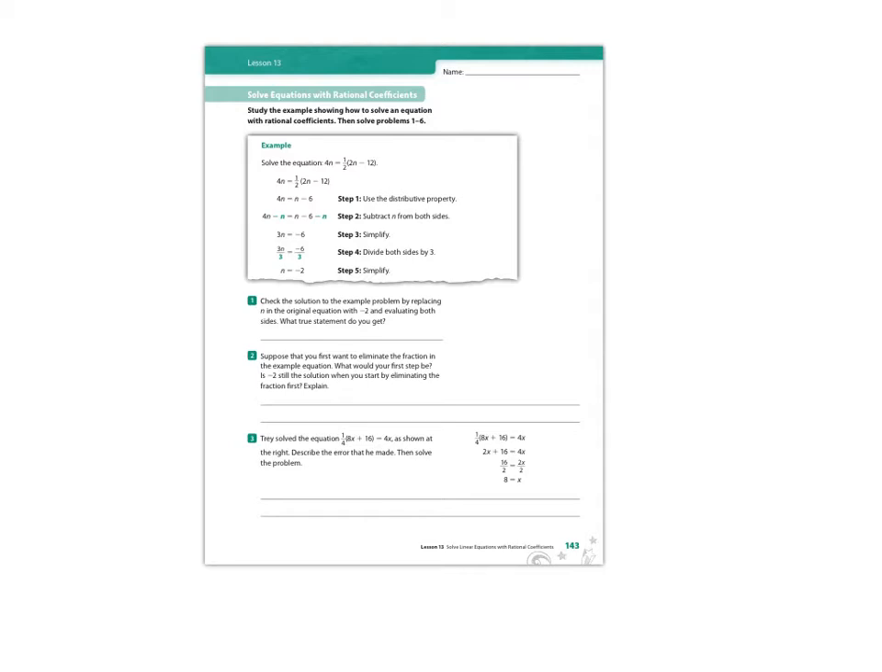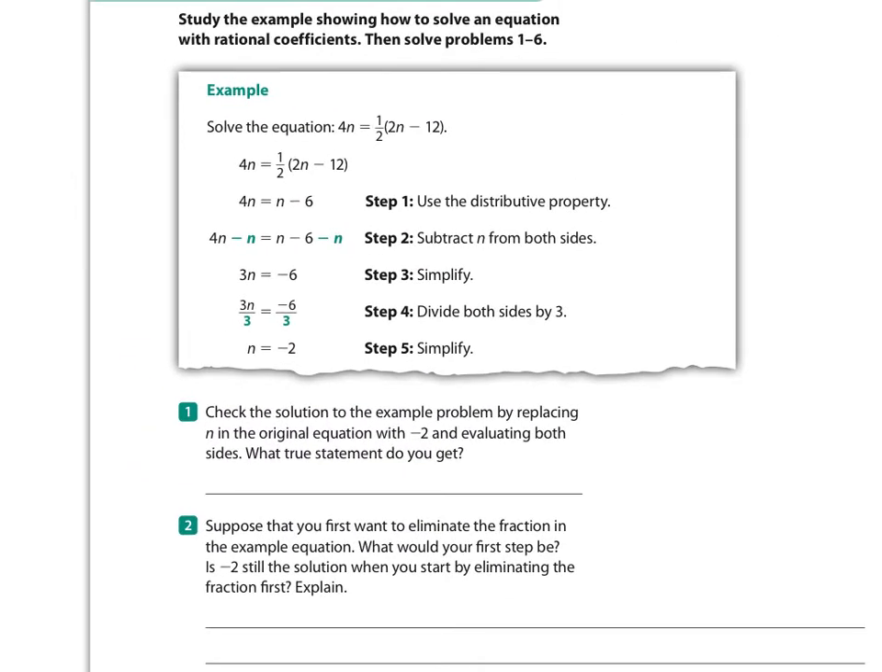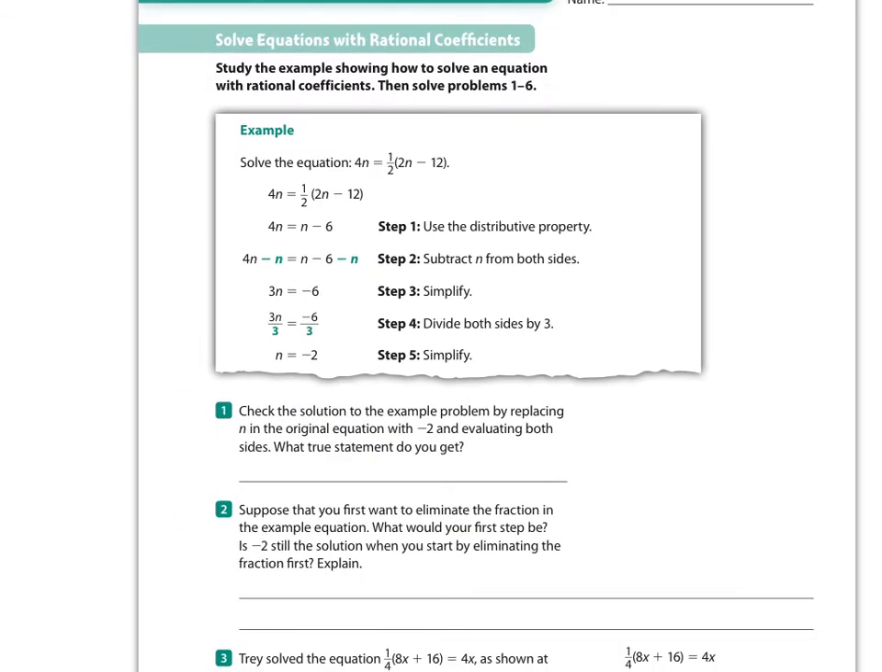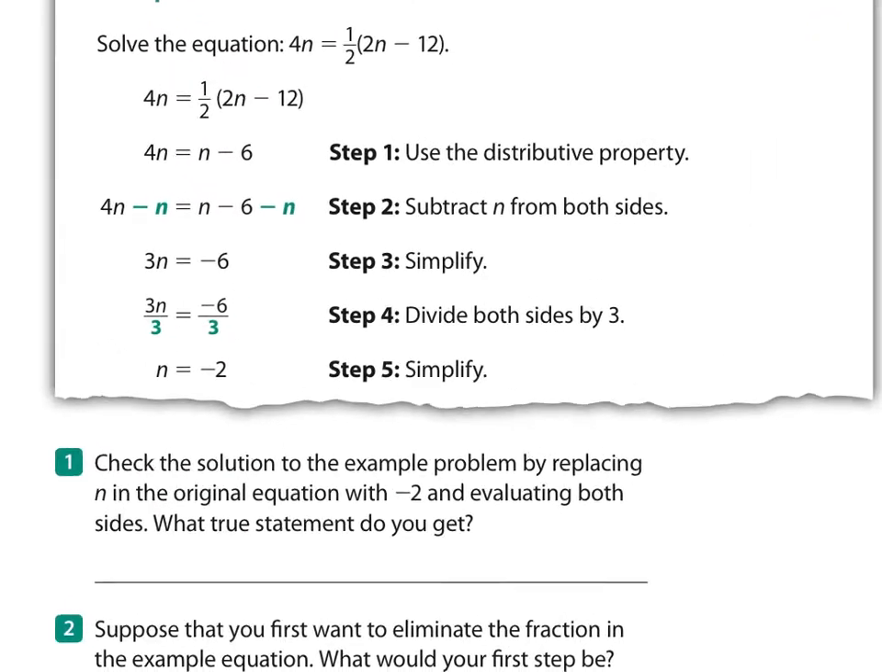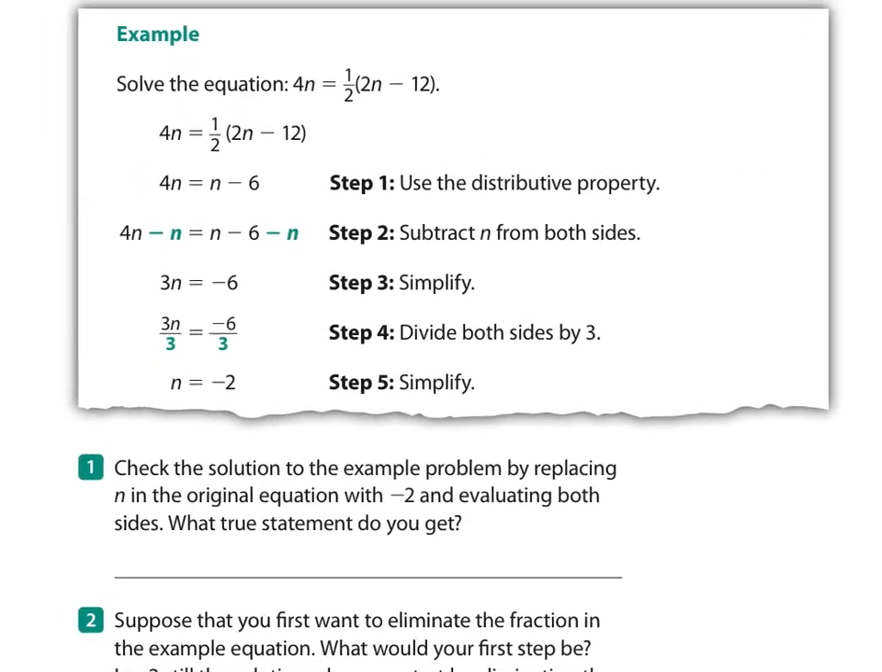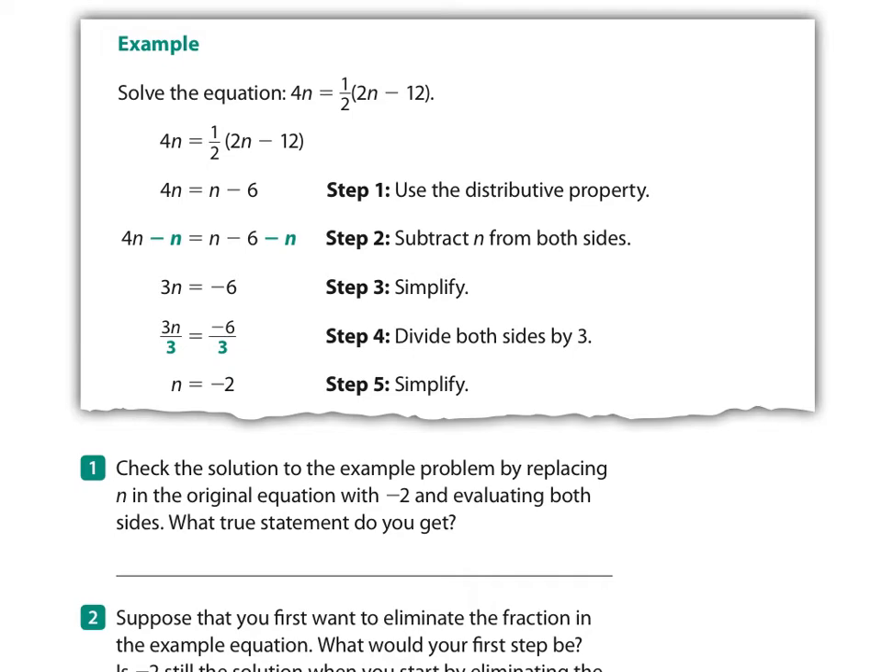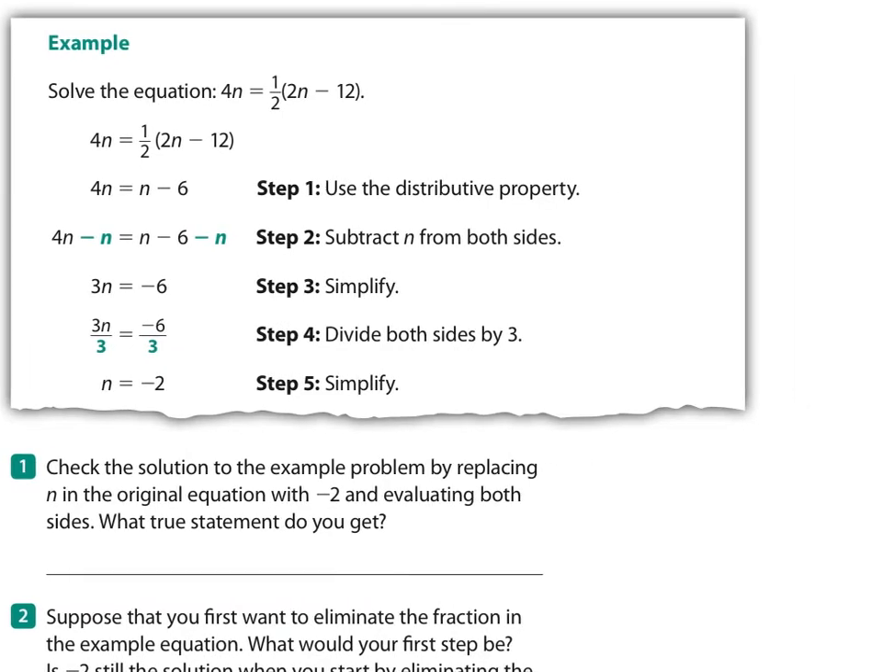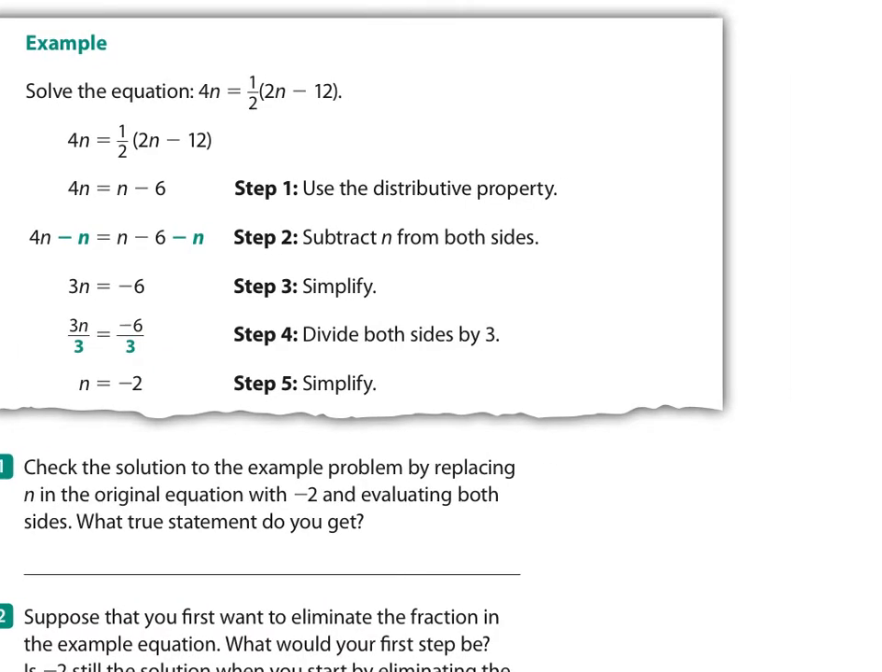We're looking at problem number 1 on page 143. If we zoom in a little bit, they have solved the equation above. Number 1 just says check the solution in the example by replacing n in the original equation with -2 and evaluating both sides. So what we're going to do is take the original equation and substitute -2 into that equation on both sides.